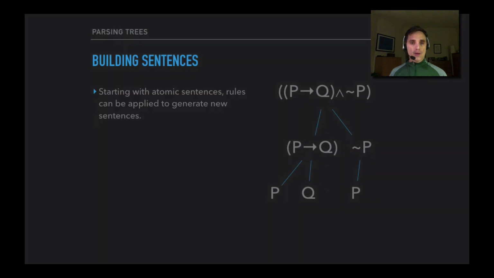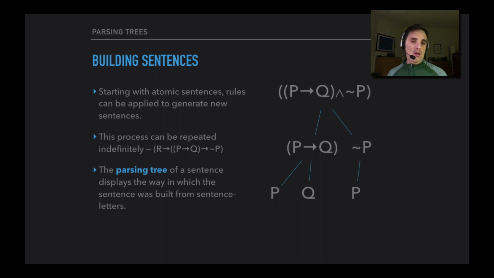So, starting with atomic sentences, you can apply rules to make new sentences, and you can go on forever if you want to. So this isn't necessarily done. We could say, here's R, which is an atomic sentence, and we could put it in the antecedent of a conditional and put the big sentence we have here in the consequent, and we'd have an even bigger sentence. So the parsing tree, again, displays how the thing at the top was built up out of sentence letters, right? We start with sentence letters, we put them together, we build bigger sentences, we put those together, we build bigger sentences, and so on until we decide we're done and we're happy with our big sentence.